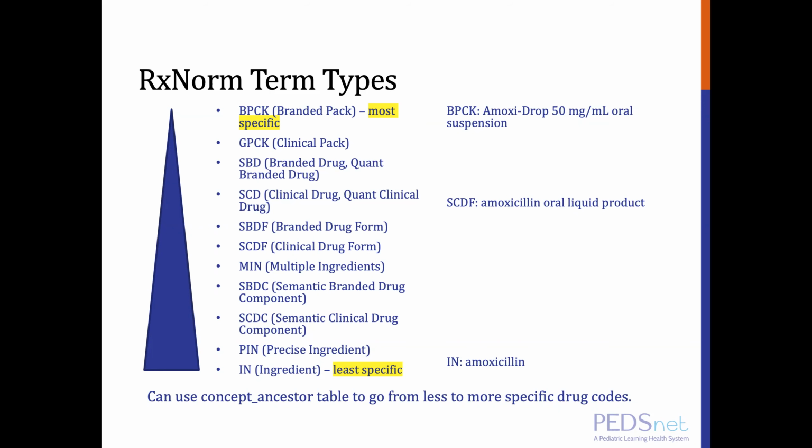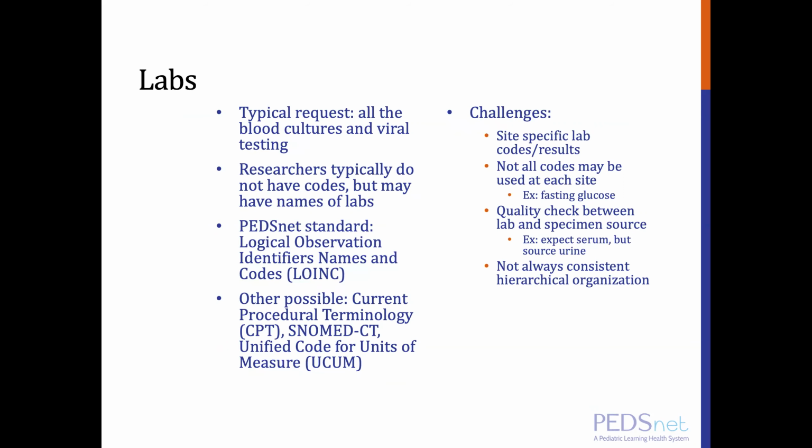So that's medications. Now labs. Labs in this type of study about pediatric pneumonia could be very vague. It could be, okay, why don't you give me all the blood cultures and viral testing? Very generic. You may want to ask some questions. What do you mean by viral testing? Testing in the blood, testing from respiratory specimens, COVID, etc. Researchers are typically not going to have codes for you. They may have lab names.